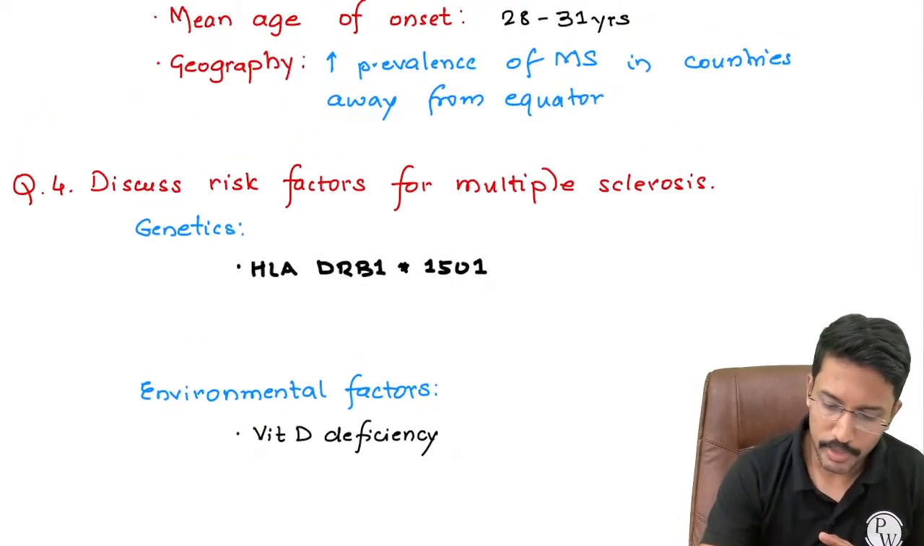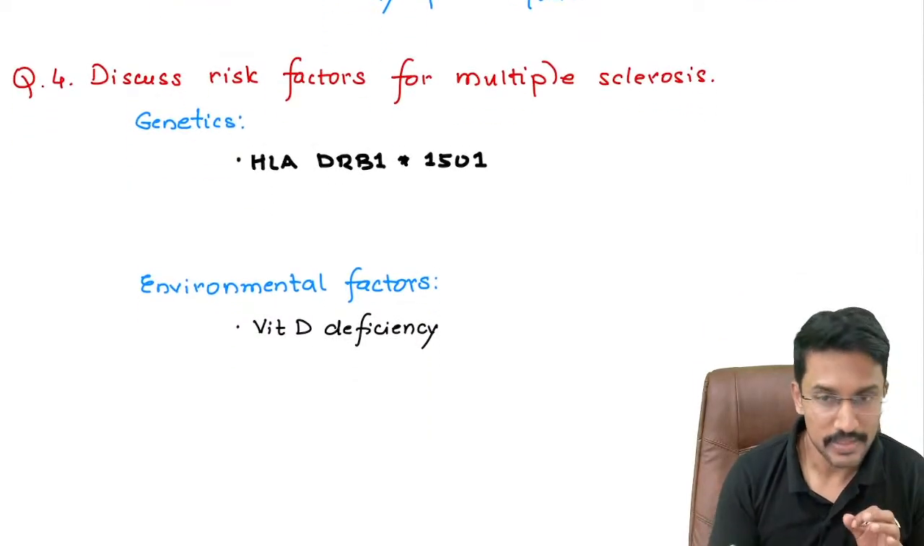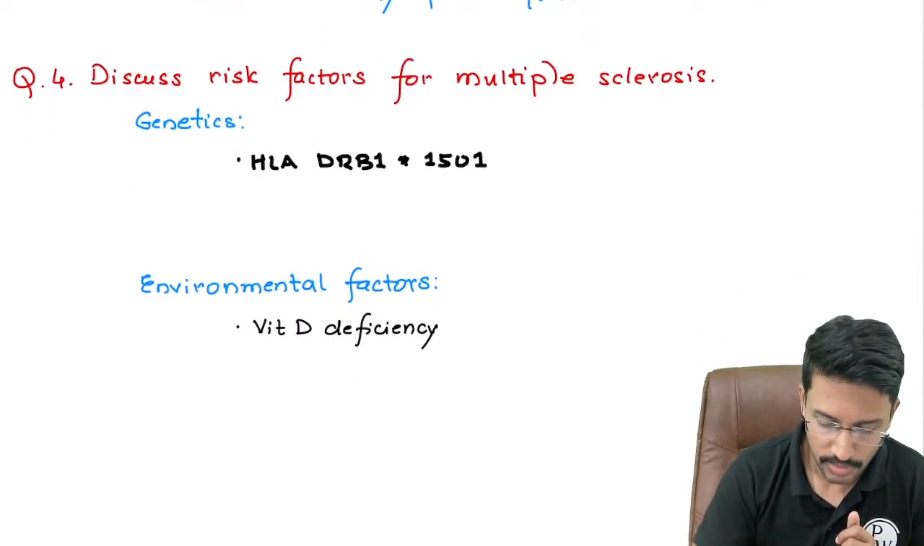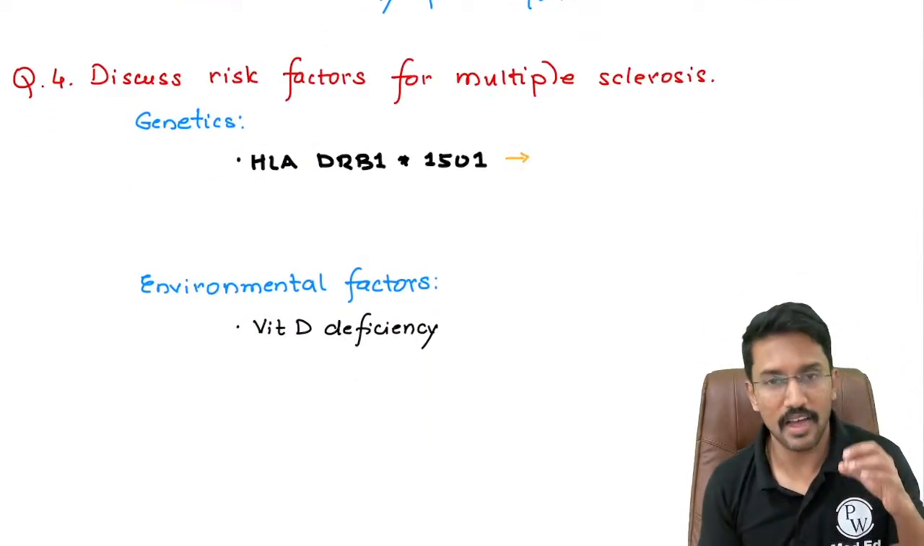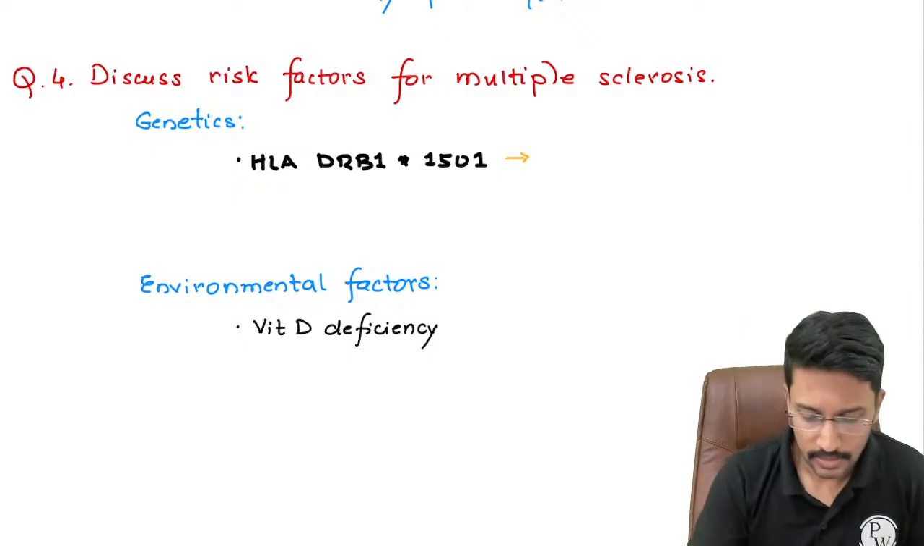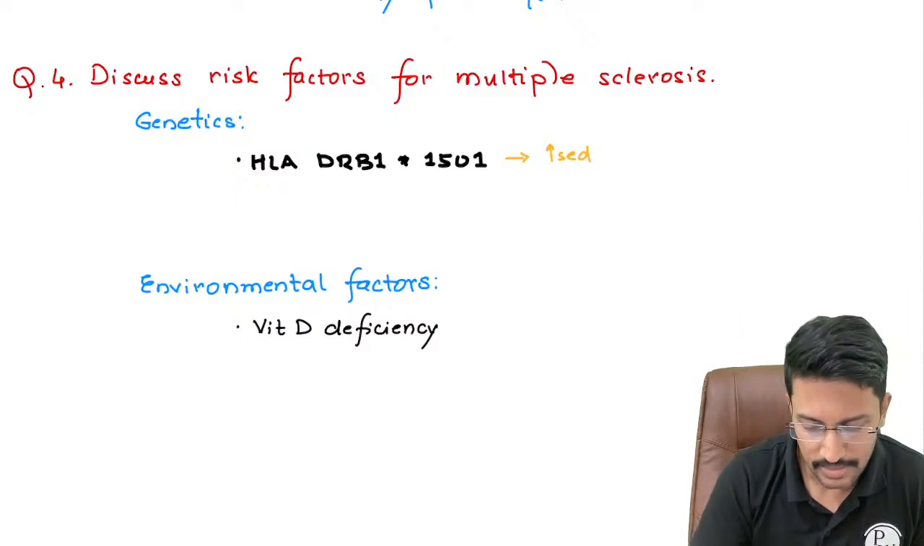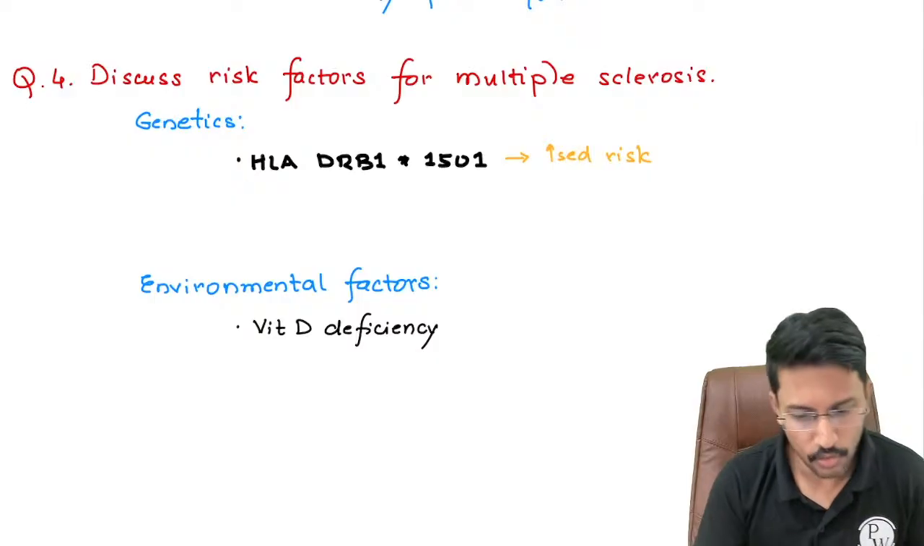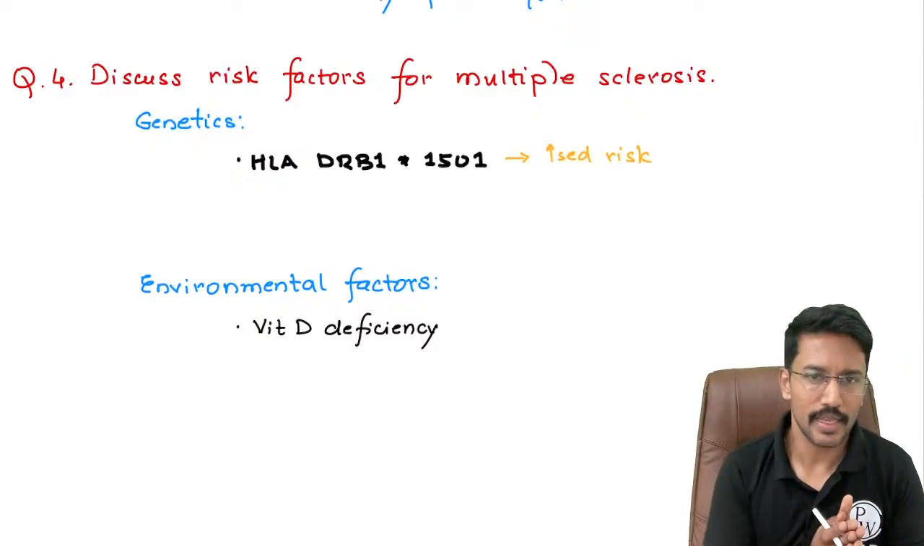Okay. So now coming to the risk factors for multiple sclerosis, genetics plays an important role, especially in those who have the HLA-DRB1*1501 variant. They are associated with increased risk. Certain HLA variants are also protective, not important for the exam.